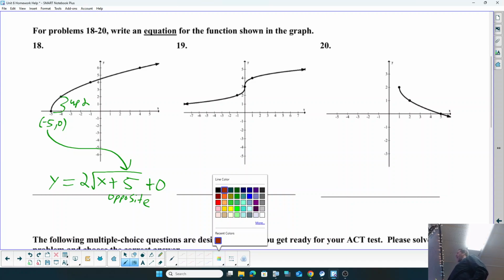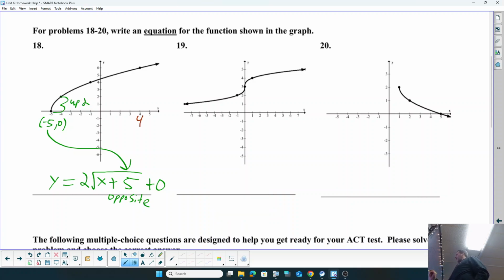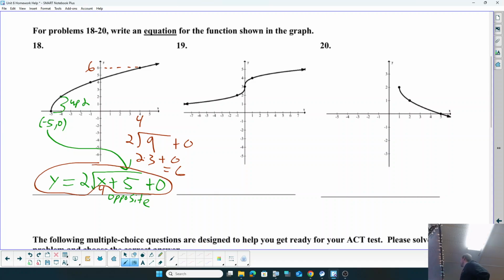How we know if we did it right is we plug a number into our equation. For example, what happens if I plug a 4 in there? I get 2 times 4 plus 5 is 9, and the square root of 9 is 3. So 2 times 3 plus 0 is 6. And that's right, it's at 6. We did it right. So there's our equation. Once you try 20 on your own, and 19, I think you could do this.